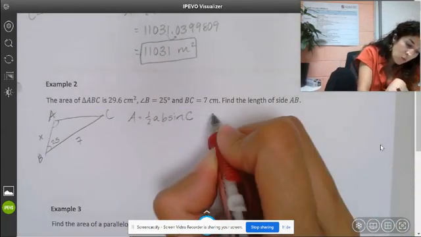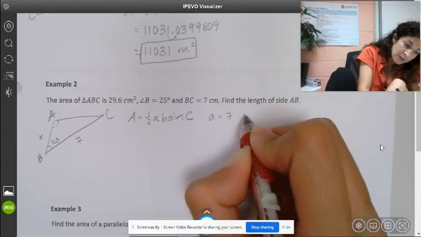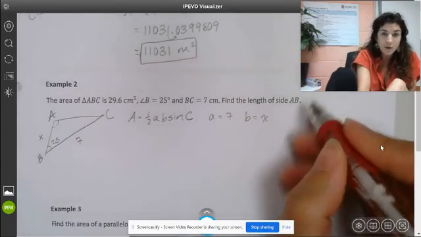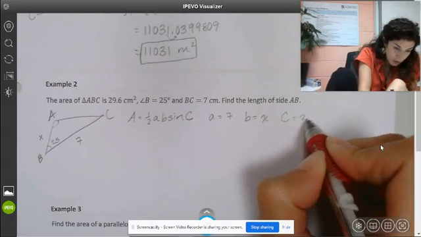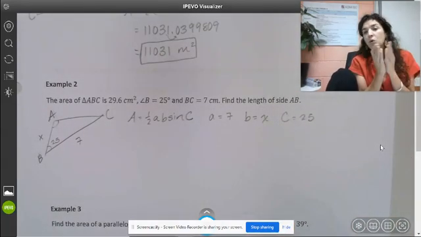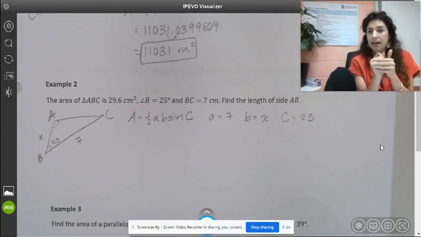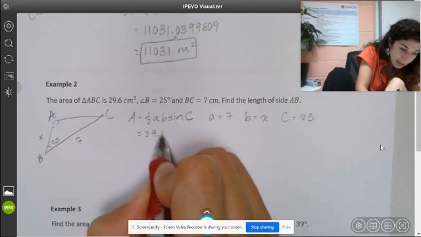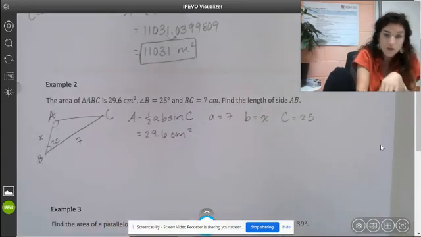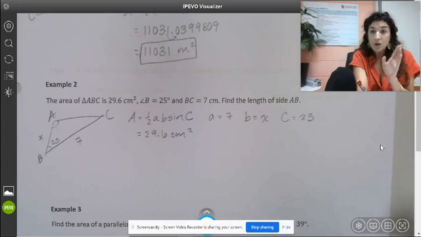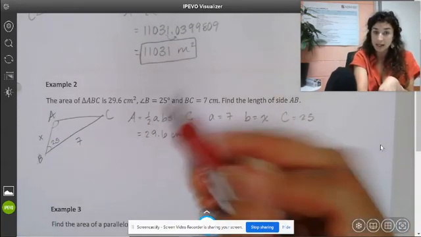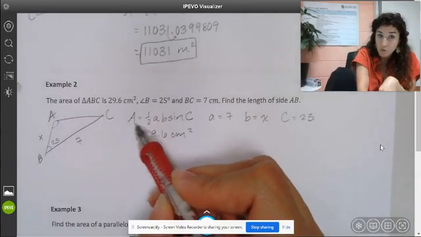So we have one side length. I'll say A equals 7, but we don't have the other side length, so that is our unknown. And we do have the angle, which is 25. So we're really talking about two side lengths and the angle in between them. In order to talk about the area, we know that the area is equal to 29.6 centimeters squared. So now we can take all these pieces. We have one unknown and a bunch of ingredients to plug into this formula.